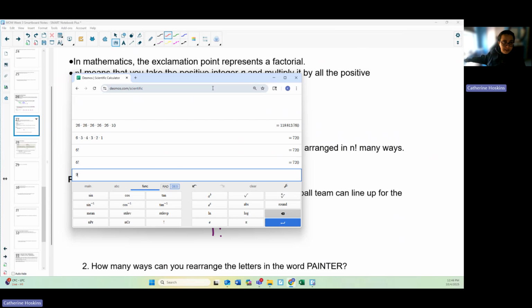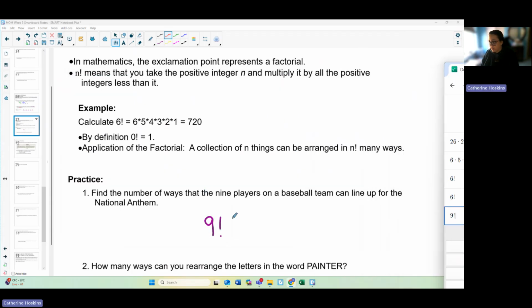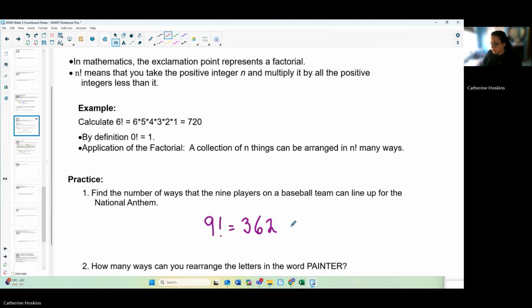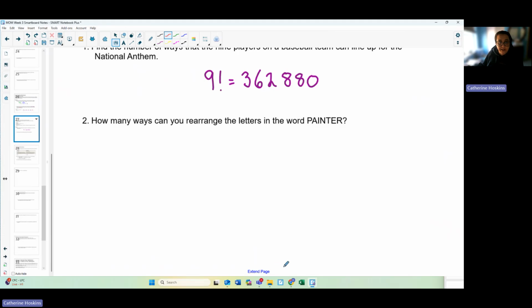In Desmos, I would say 9. I can click this factorial button, and I end up with 362,880 possible ways those 9 players could line up for the national anthem. So once again, I would end up with 362,880.